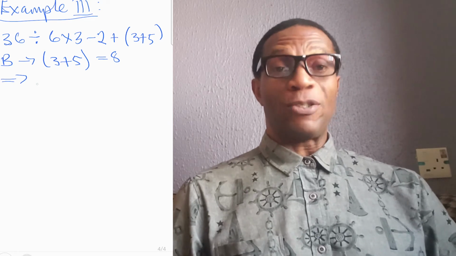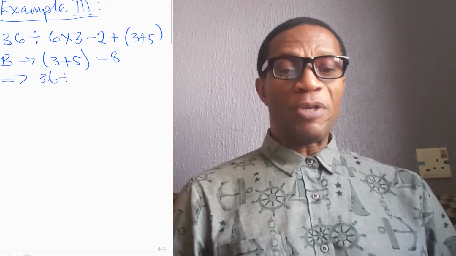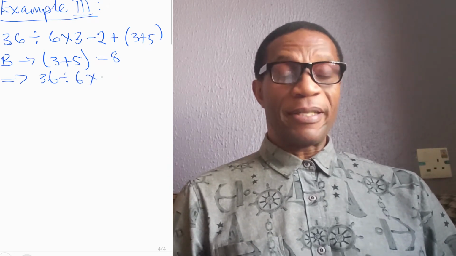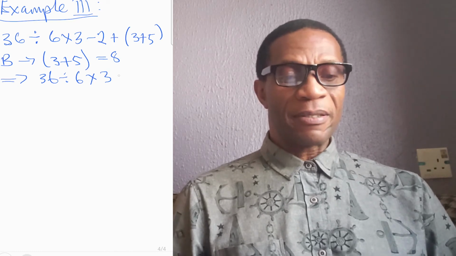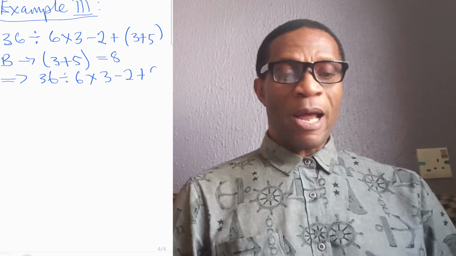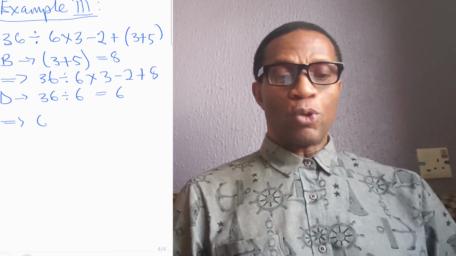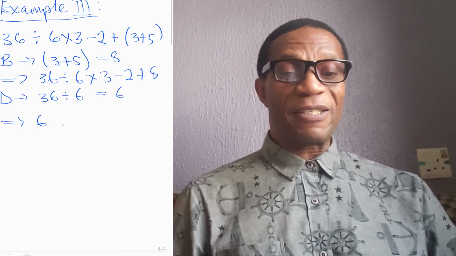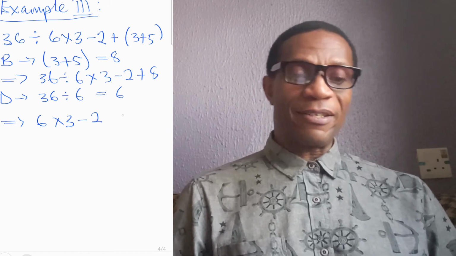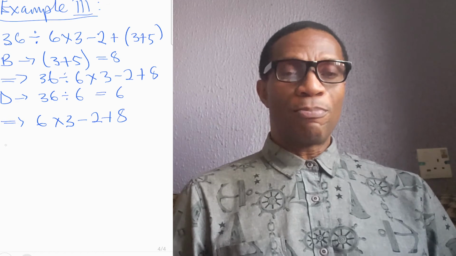Of course, we'll begin as usual by resolving the items in the bracket, which is 3 plus 5. Dealing with 3 plus 5 in the bracket leaves us with 8, and therefore leaves the expression as 36 divided by 6 times 3 minus 2 plus 8. That's our second line. Now, the next thing we have to deal with is the division. To deal with that division, we will divide 36 by 6. That will give us 6. And that brings our next line to the expression 6 times 3 minus 2 plus 8.